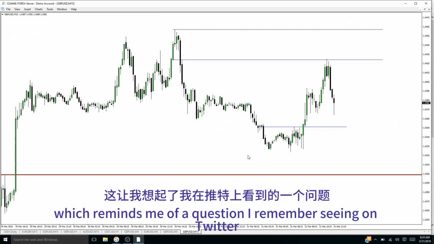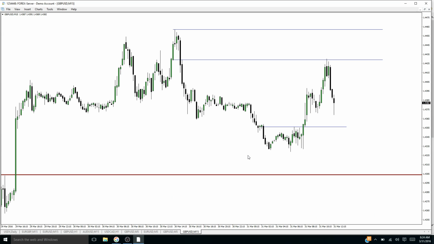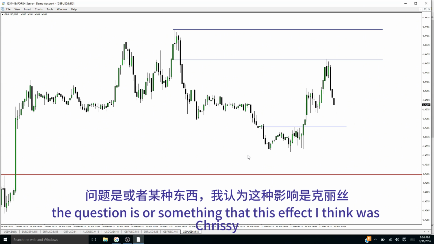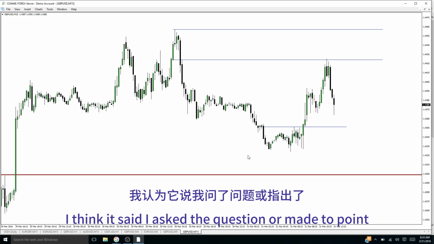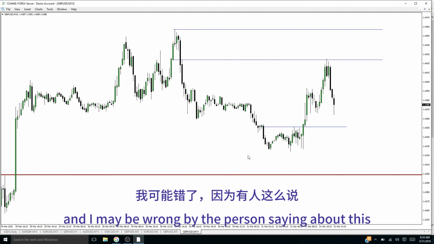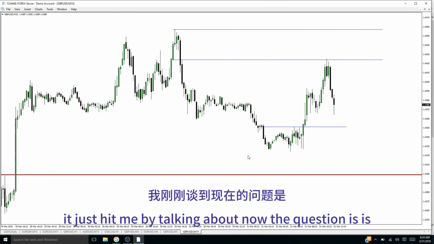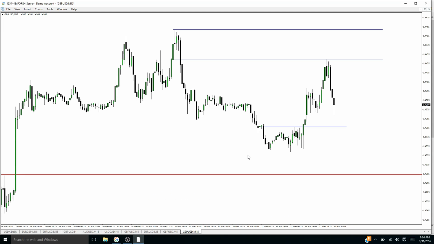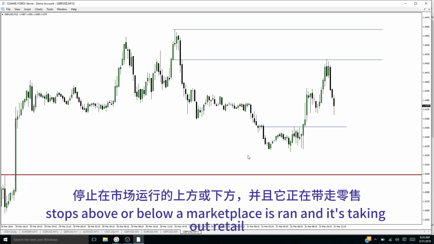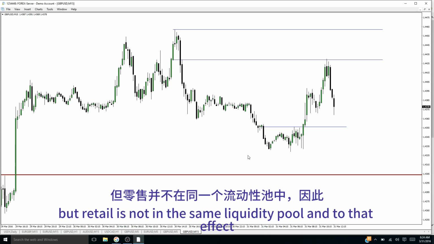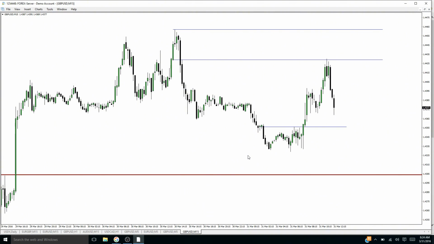Which reminds me of a question I remember seeing on Twitter. The question is, or something to this effect, I think it was Chrissy, I think it said, asked the question or made the point, and I may be wrong about the person saying, but it just hit me by talking about it now. The question is, stops above or below a marketplace is ran, and it's taking out retail, but retail's not in the same liquidity pool, and to that effect, or something close to that.